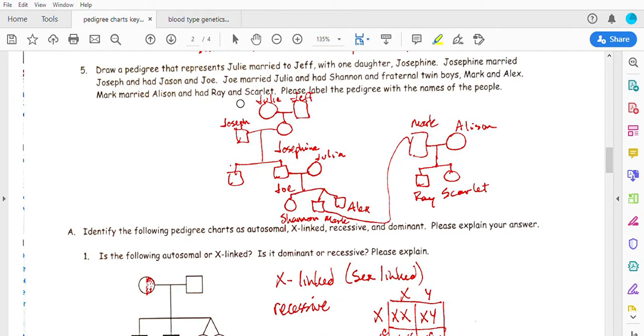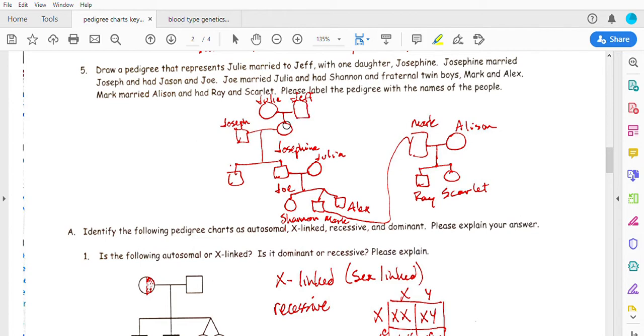All right, so here we have Julie married to Jeff, and they have a daughter, Josephine. Josephine married Joseph and had sons Jason and Joe. They really like these alliterations. Joe married Julia and had Shannon, and paternal twins, boys, Mark and Alex. Mark married Allison and had Ray and Scarlett. Please label the pedigree.